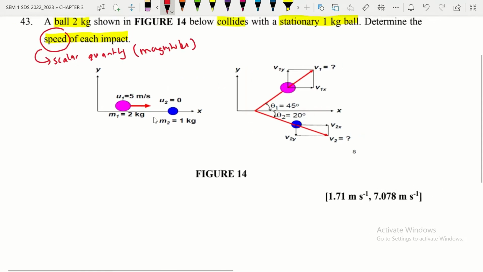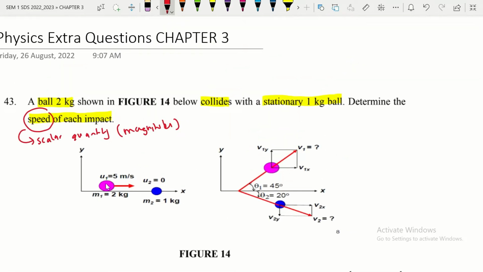So, kalau kita tengok case ini, kita ada the first object, mass dia adalah 2 kg. The first ball, mass 2 kg and moving with 5 meter per second. Now this is before collision. Kalau before collision, as you can see in this figure, the object moves along the x-axis. So therefore u1x equals 5 meter per second and u1y adalah 0 meter per second. And dia collides dengan stationary 1 kg ball.